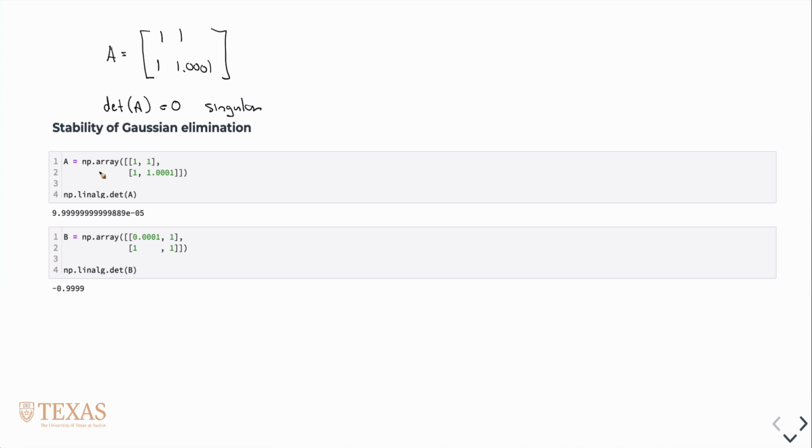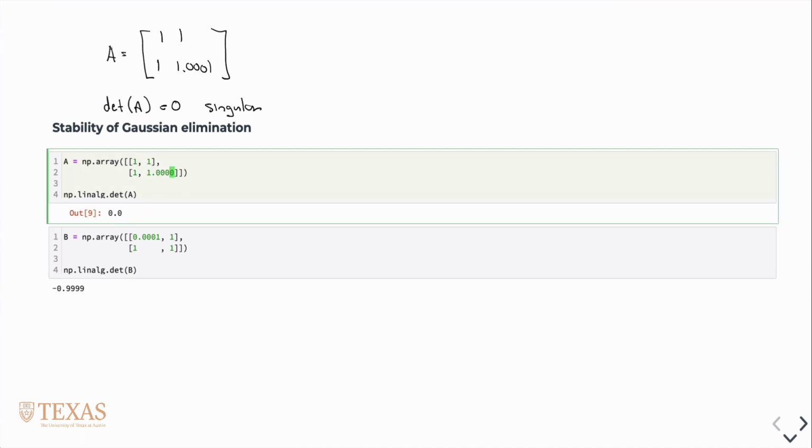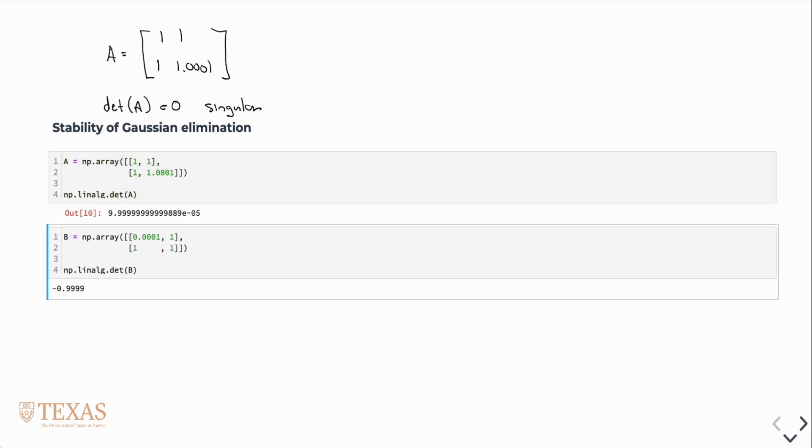So if we go ahead and compute the determinant of our A matrix here, we can see that it's not 0, but it's very near 0. And in fact, if we were to change this term to be identically 1, then it would be 0. So since it's almost singular, or near singular, we would call this matrix A ill-conditioned.